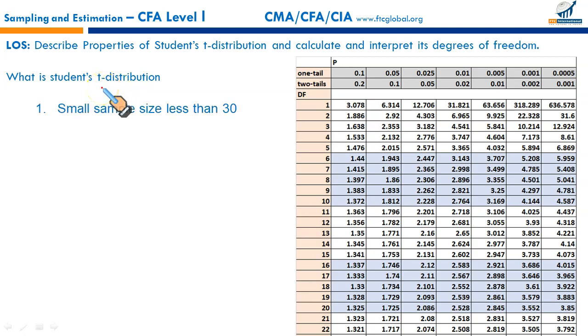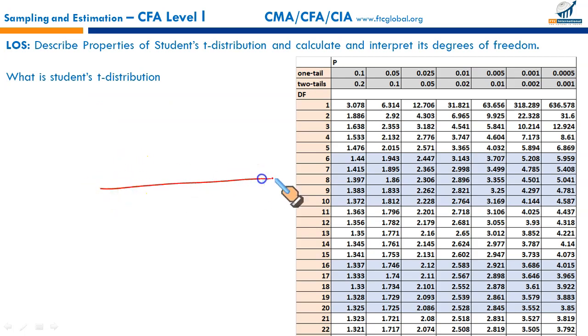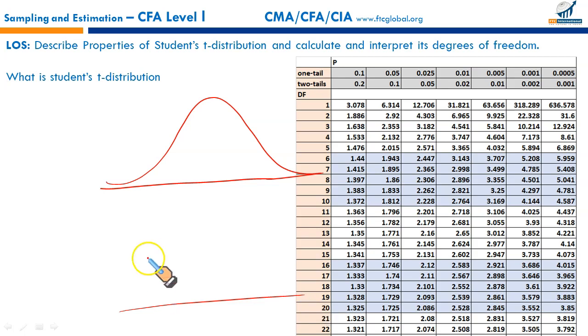T distribution basically is also a bell-shaped probability distribution which is symmetrical about the mean, like this is the normal distribution, right? So t distribution is also bell-shaped, but the difference between the t distribution and z distribution is that t distribution has fatter tails. It is symmetrical, yes, but it has fatter tails, as you can see here.